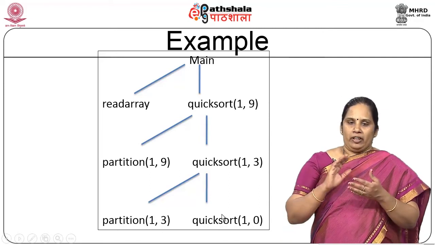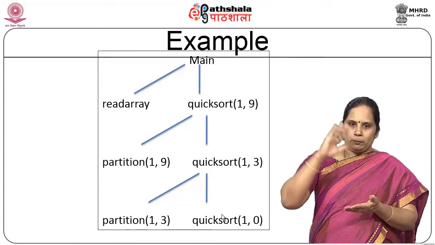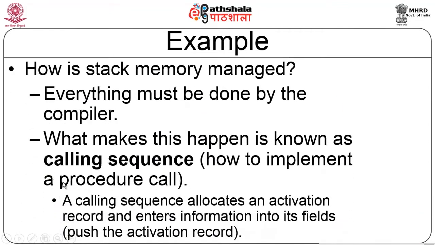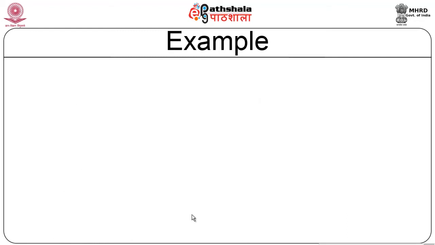So, when a function is called, the activation record is pushed onto the stack. When the function terminates, the activation record is taken off the stack. How is this memory managed? Everything must be done by the compiler, and what makes this happen is known as the calling sequence. The calling sequence determines how to implement a particular procedure call. A calling sequence allocates an activation record, and enters information into its fields, that is, whatever is necessary as per the activation record's 7 fields.